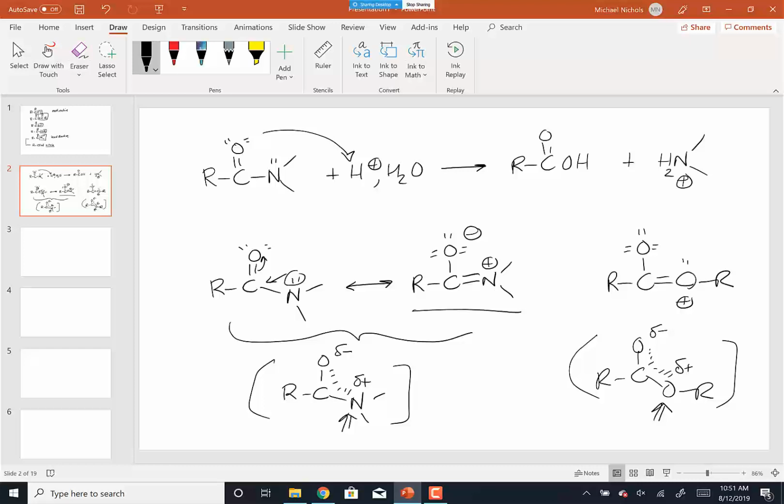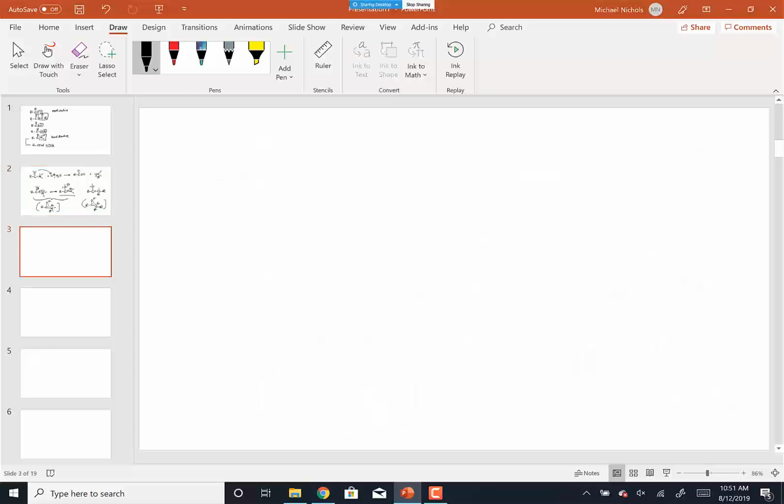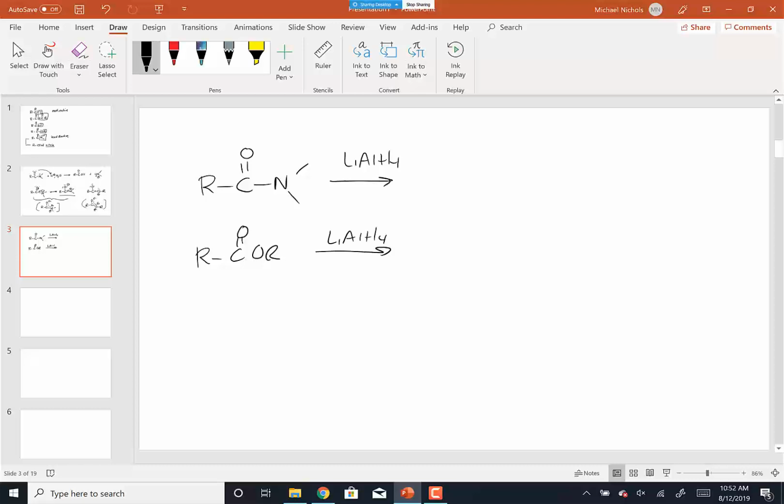Now, what about taking the amide and treating it with hydrides or with Grignards, or even with cuprates? What do I do there? Here's my amide. I'm going to treat this with lithium aluminum hydride. And what am I going to get? Well, what happened when I treated an ester with lithium aluminum hydride? What did I get?